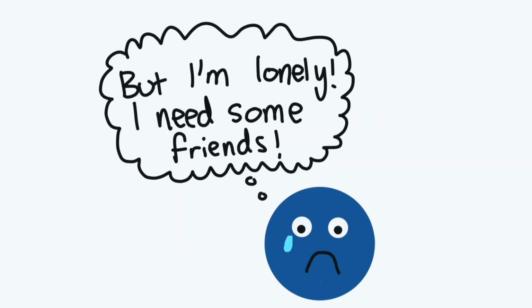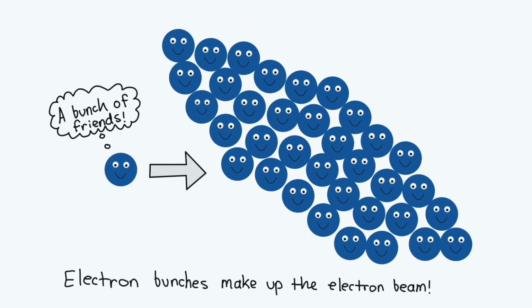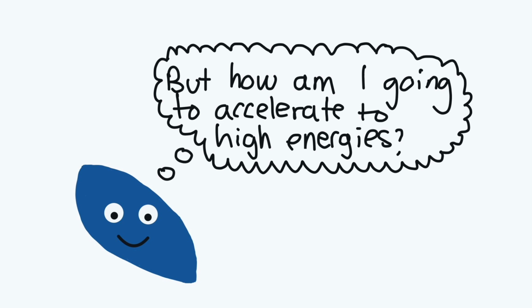But we need more than just one electron and one ion. We want to collide an electron beam and an ion beam. This is where electron bunches come in, or groups of electrons that will travel through the synchrotron together. We want our particles to stay in radio frequency buckets, or regions of stability for the particles. The particles are essentially trapped in the bucket. The RF bucket looks like a smiley face, so this means that the electrons will be happy and stable in their bucket.